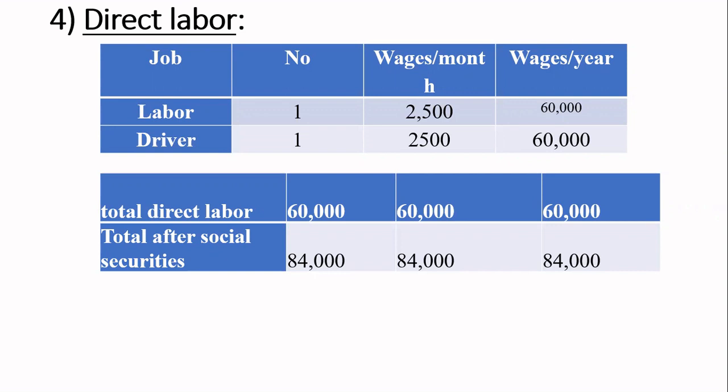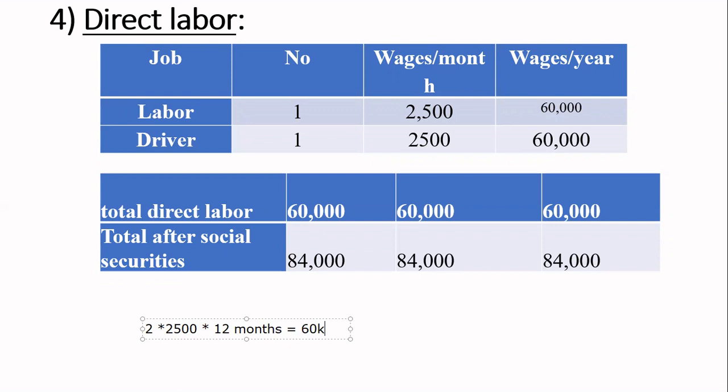So if we multiply the 2,500 times, and this is also a very simplified calculation, you have the total number of direct labor working in this place is 2, and each one of them is taking 2,500, working for 12 months. After you multiply this, you will find that the total will be 60K. So 60K for the direct labor.